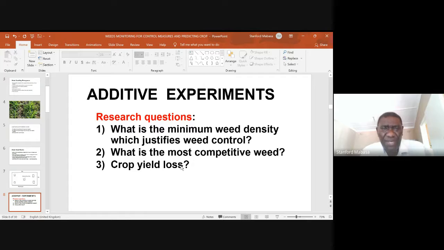We can use what are known as additive experiments to assess crop yield losses. Some of the research questions we may want to ask are: first, what is the minimum weed density which justifies weed control? This is like a weed control threshold. What is the most competitive weed? We can also assess this. And of course, we are interested in crop yield loss.